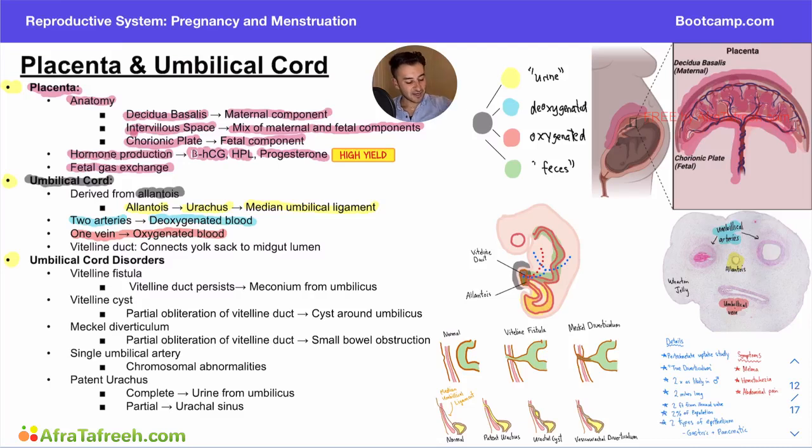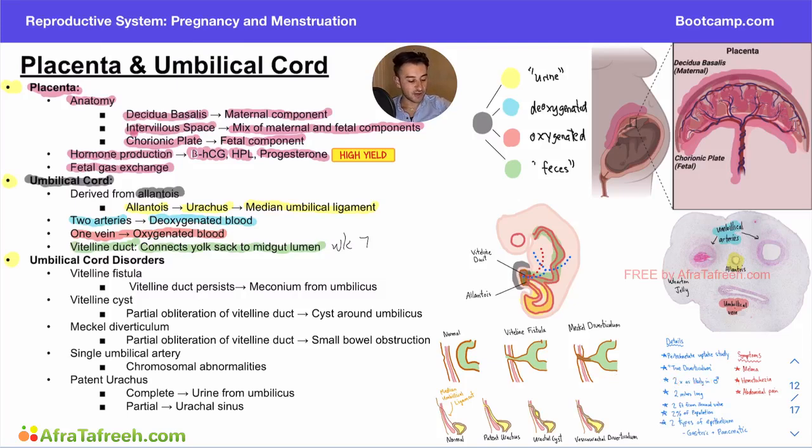And then finally, let's talk about our vitelline duct. Our vitelline duct is going to connect our yolk sac to our midgut lumen. This is a structure that is going to regress around week 7. So we don't actually see this in our umbilical cord because it's far too early. The yolk sac is a very early structure in pregnancy, so it's going to regress. However, if this regression is impaired, we can have some pathology. But I just wanted to orient you guys to the various names of all the things that come from the allantois before we move into pathology.